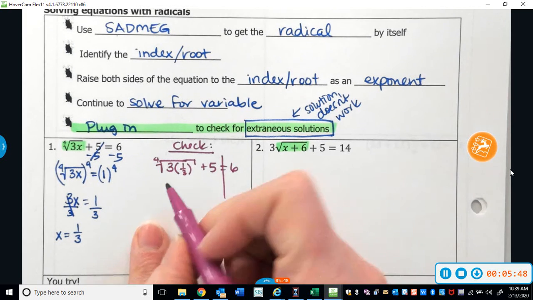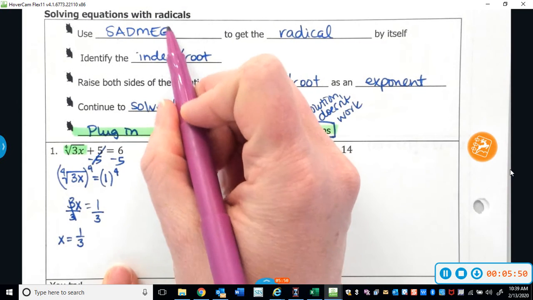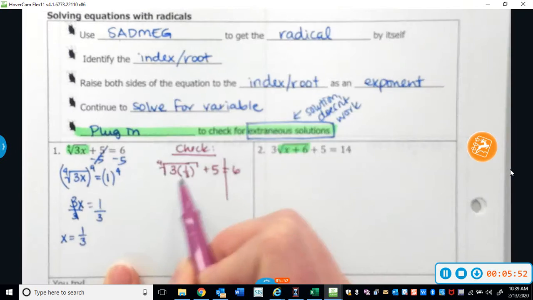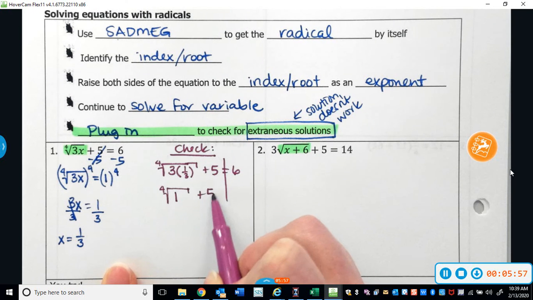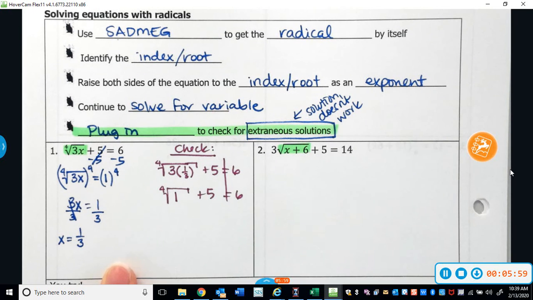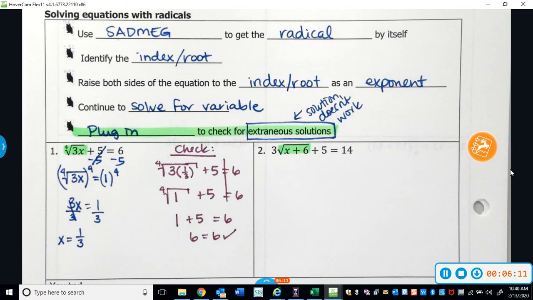So if I were looking at this, I would say, all right, I'm going to start inside grouping symbols. So I'm going to work inside of here, and I'm going to say that 3 times 1/3, I know that gives me 1. And then I would say, all right, I still haven't finished this grouping symbol. The 4th root of 1 is just 1. And now I'd be combining these together, and I can see that I do get a solution that works.